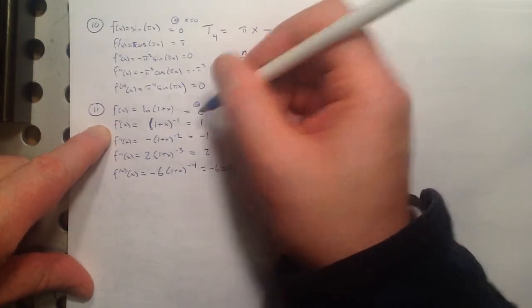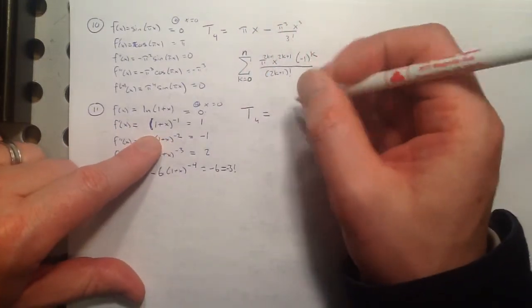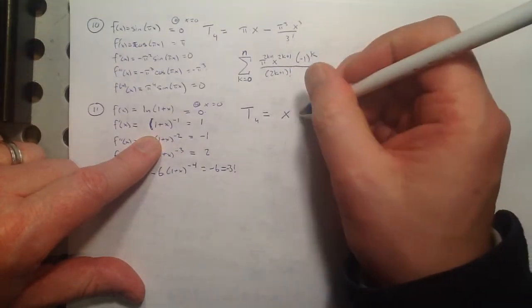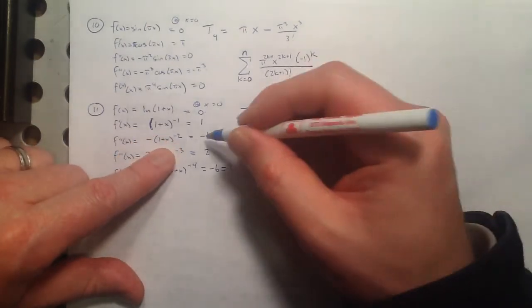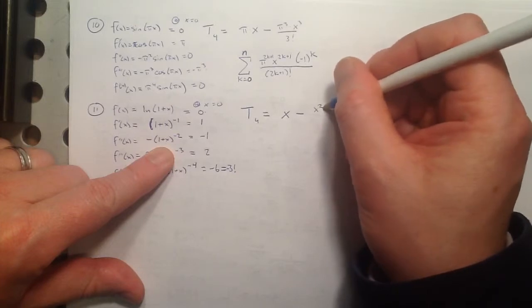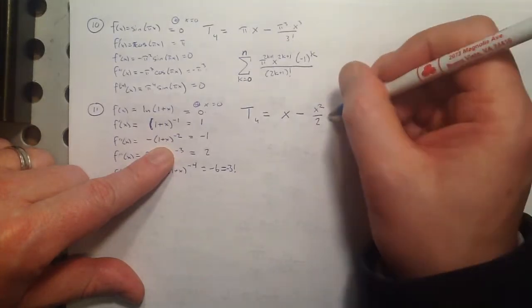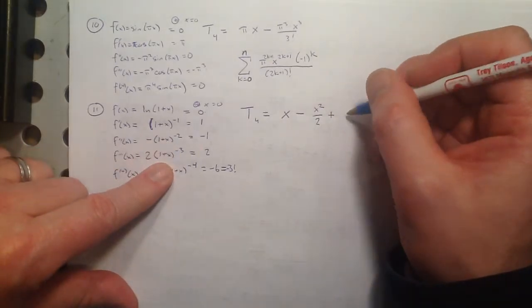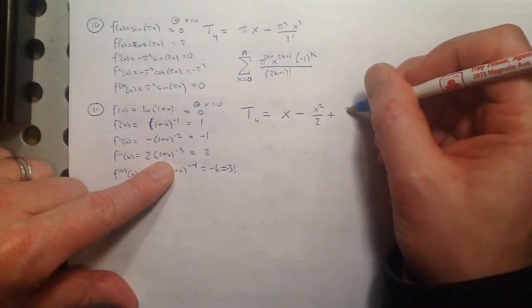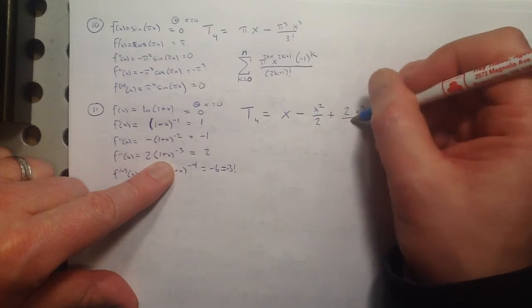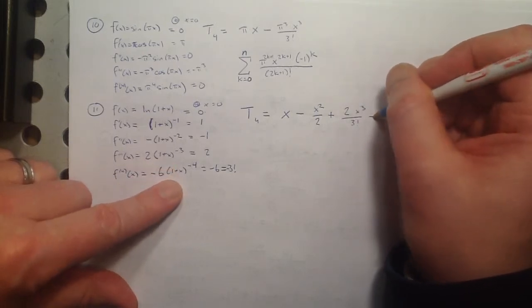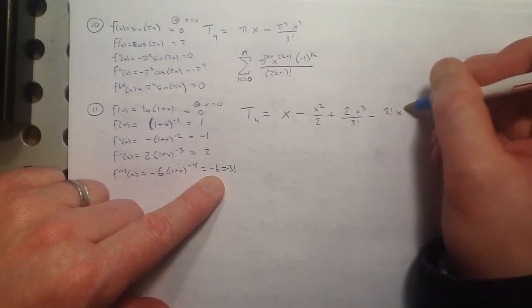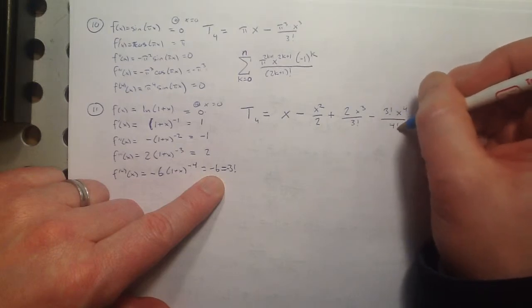The very first term is 0, and then the x term is 1 times x, and minus 1 times x squared over 2 factorial, which is 2, plus the third term is 2 times x cubed over 3 factorial, and minus 6, which is the same as 3 factorial, times x to the 4th over 4 factorial.